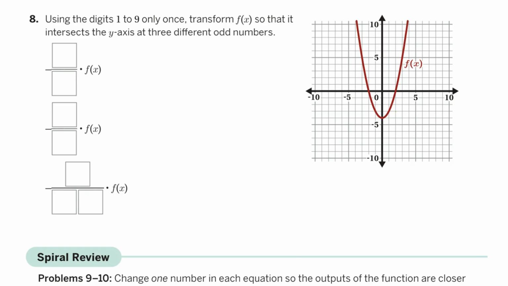So for number 8, we're asked to, using the digits 1 to 9 only once, transform f of x so that it intersects the y-axis at 3 different odd numbers. So right now it intersects the y-axis at -4. And so the first thing that I would think of is that if I were to divide that by 4, or multiply by 1/4, then it would compress it so that it crossed at the odd number of 1, which makes things really simple, right? So my first idea here is I'm going to be multiplying it by 1/4.